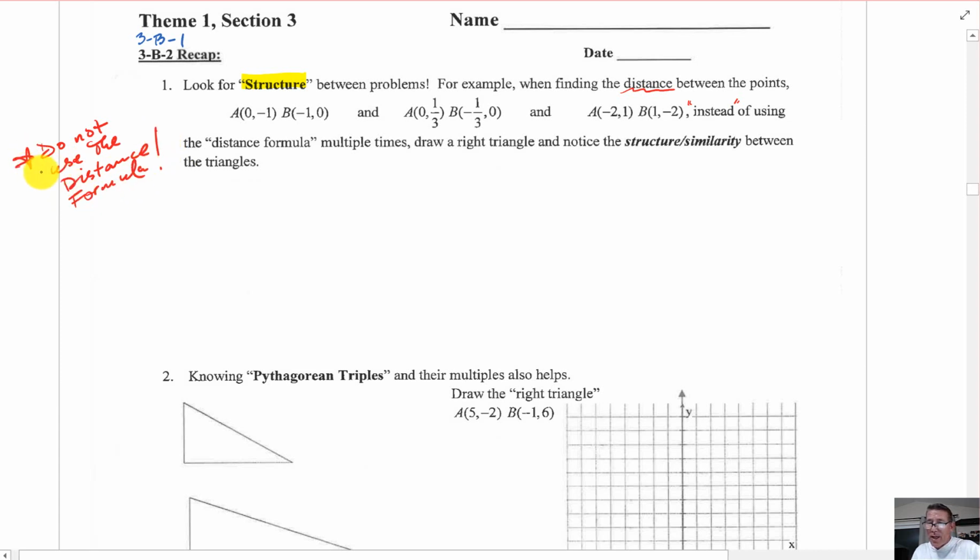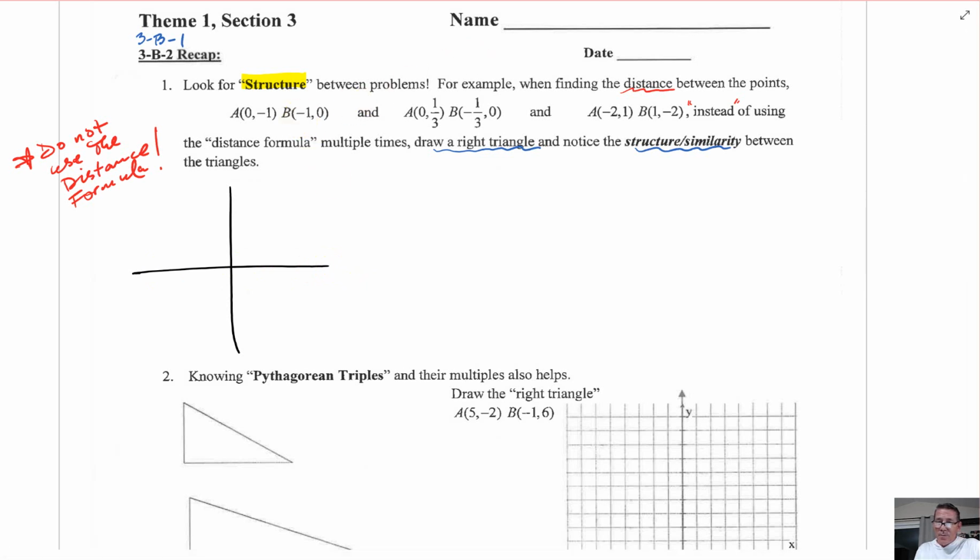Instead of doing that, draw the right triangle. This is what we want to do. We want to draw a right triangle and notice the structure and similarity between the triangles. So just draw some simple pictures with me. We're going to plot these points. So x-axis here, y-axis, 0, -1. We're going to go down 1 unit. So 0, -1 is right here, point A. Then -1, 0 right here is point B.